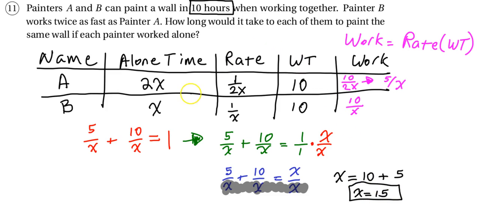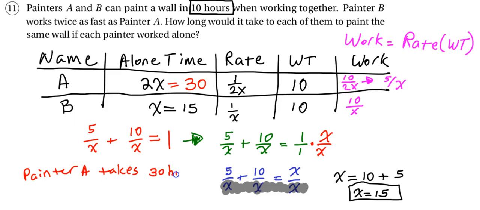I have to go back up into the table and say, well, wait a minute. If this x right here is 15, that means that this amount of time right here is 30. So painter A takes 30 hours alone. Painter B takes 15 hours alone.